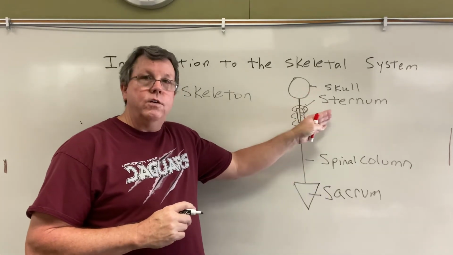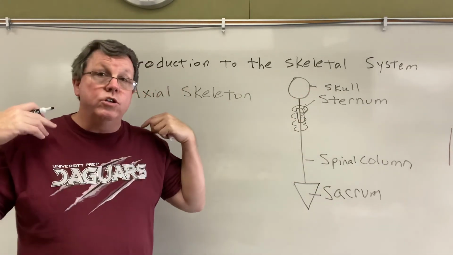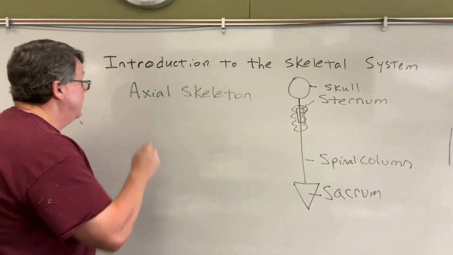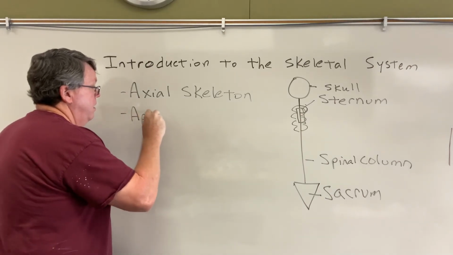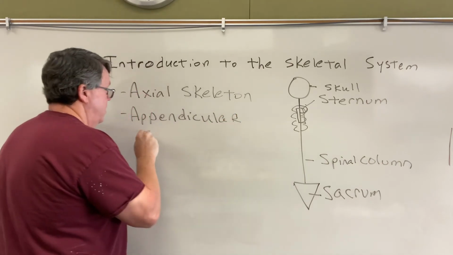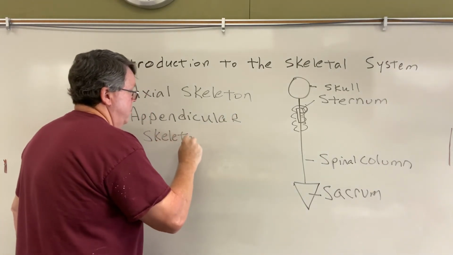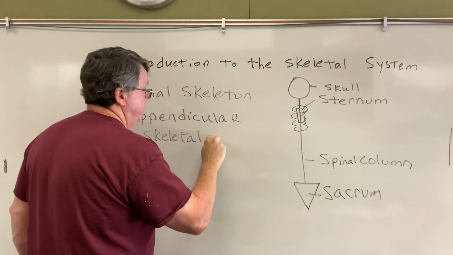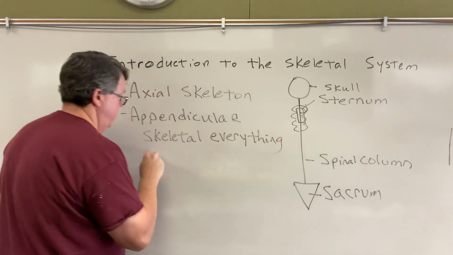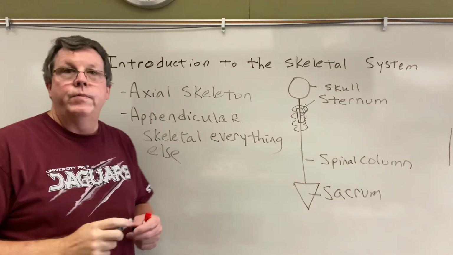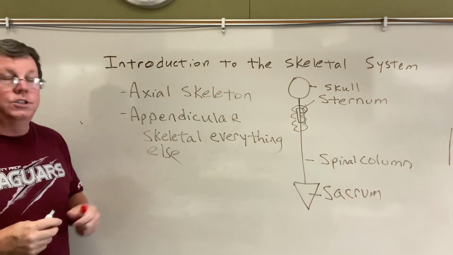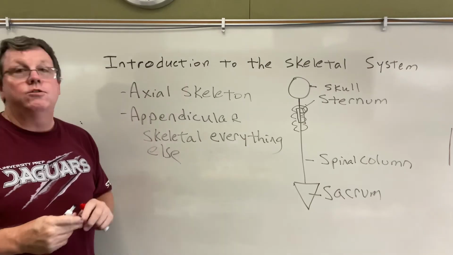Everything else that's not included in here, such as the bones in your arms, the bones in your shoulders, your legs, the rest of your pelvis, that's all called the appendicular skeleton. So your appendicular skeleton is basically everything else. Okay, so that's basically going to be everything else that you have in your body as far as bones and cartilage go. Okay, and that's it with the introduction to the skeletal system.